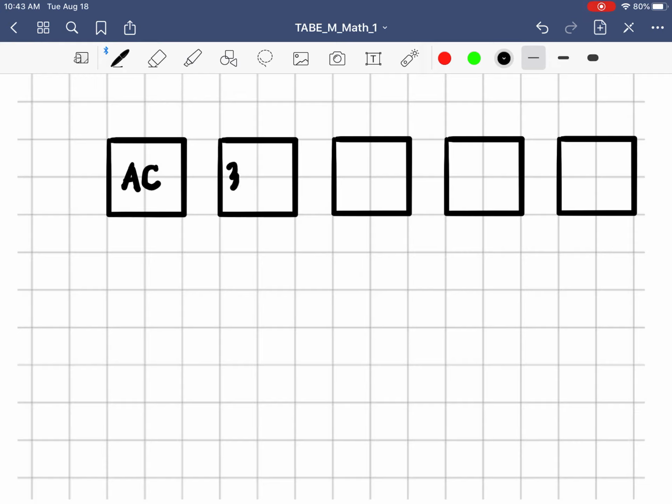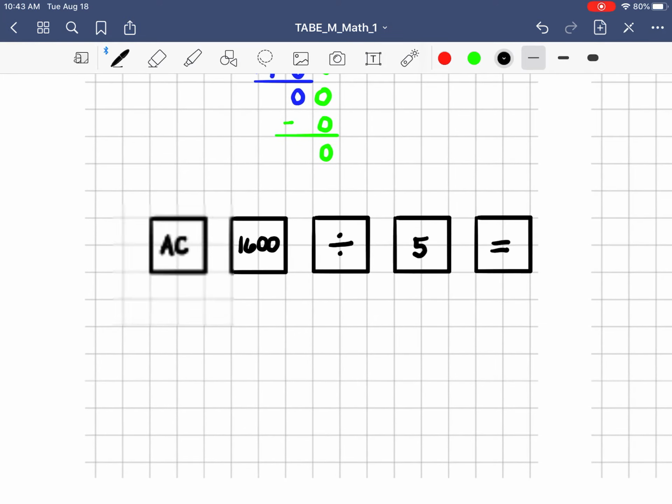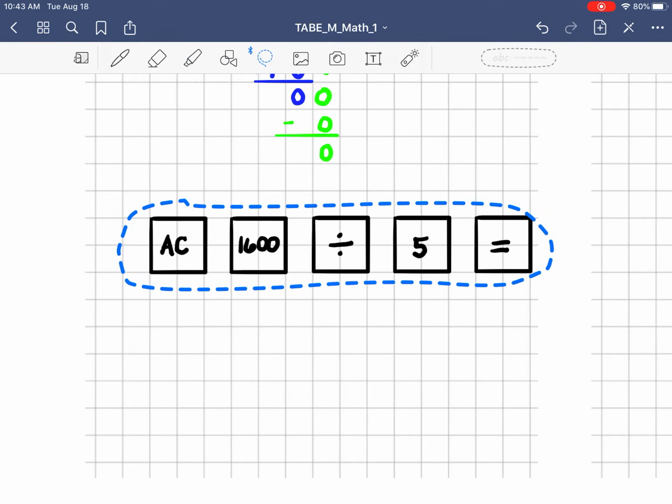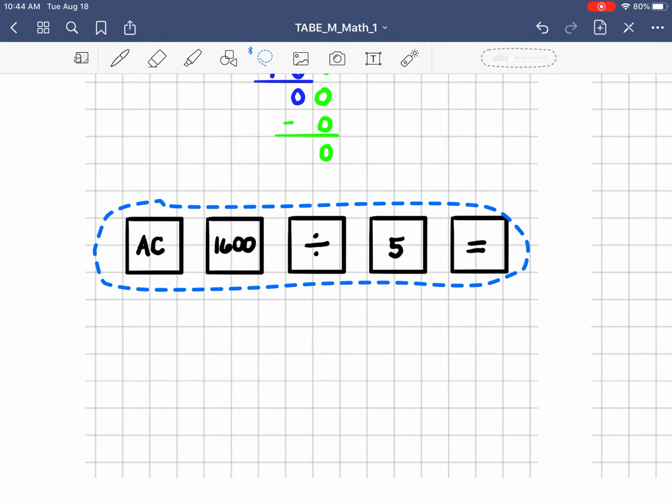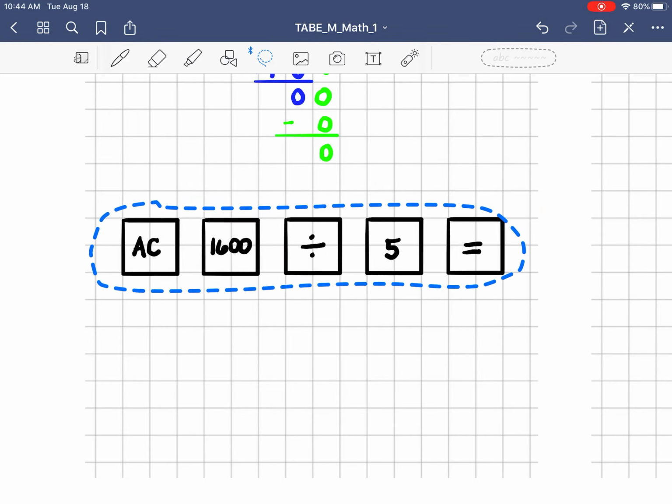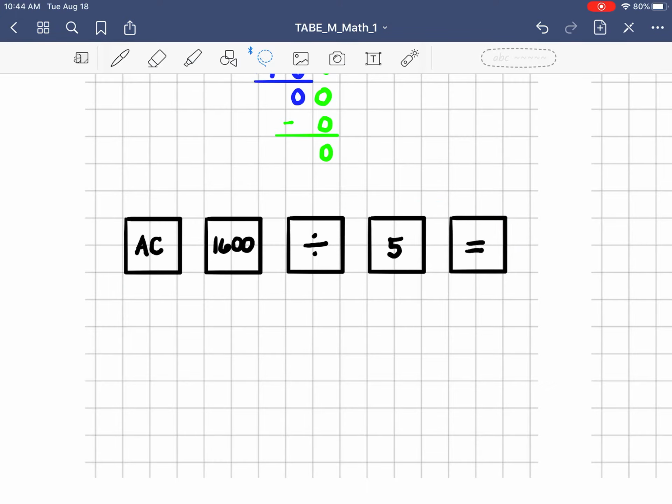So you have the dividend, 1600, divide by 5, and press equals. And you should get the answer 320. So if you have the calculator, you can certainly do that. You just put your dividend in first.